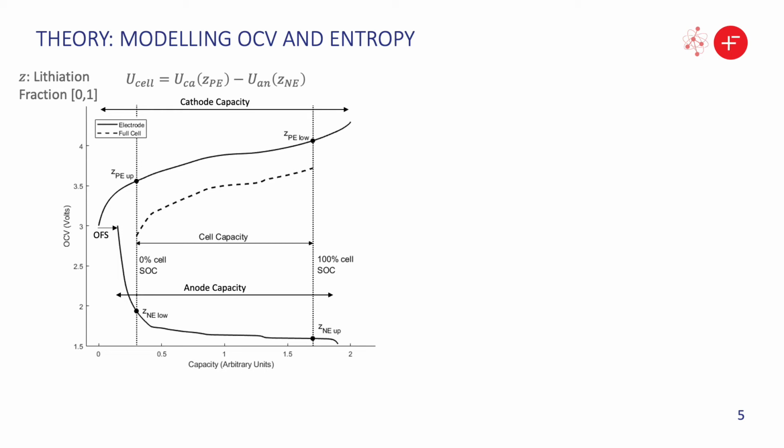When we change the electrode capacities and their offset for a fixed cell capacity, we change these upper and lower bounds on Z for each electrode, and hence change the shape of the full cell OCV. Similarly, if we change these upper and lower lithiation limits, we change the electrode capacities and their offset, and hence we change the shape of the full cell OCV.